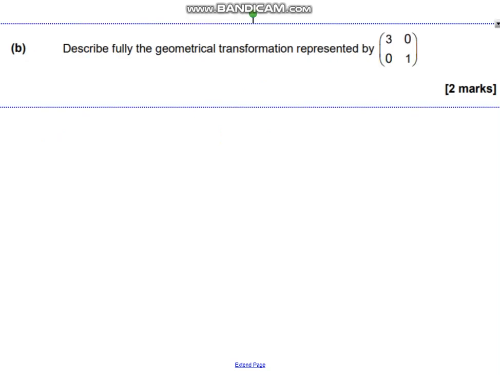Right, describe fully the geometrical transformation represented by 3, 0, 0, 1. Again I'm going to draw this out. I'm going to take a little unit square, with corners at 1 and 1, and we're going to move each of these points in turn. Clearly if I took 0, 0, that's just going to stay at 0, 0, because if I multiply the vector 0, 0 by the matrix, nothing's going to happen.